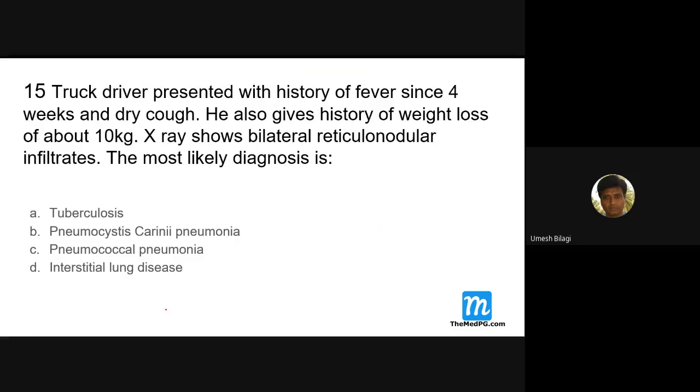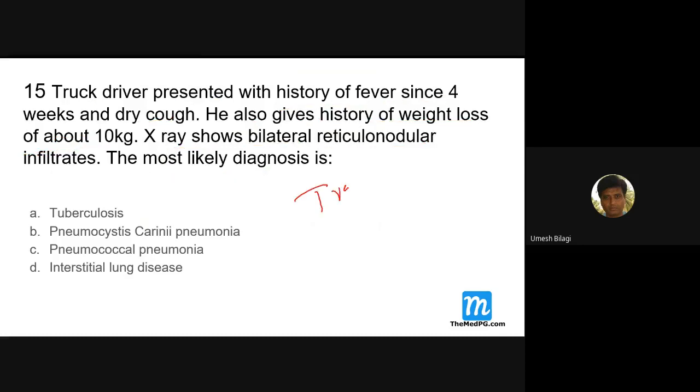You can get that. Now we'll come to this truck driver. A truck driver presented with a history of fever since 4 weeks and dry cough. He also gives a history of weight loss, about 10 kgs. X-ray shows bilateral reticulonodular infiltrates. The most likely diagnosis?